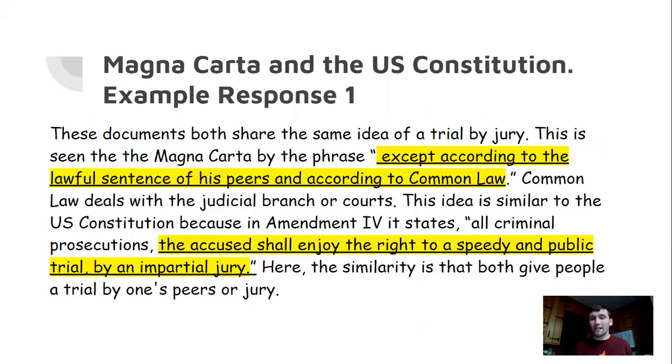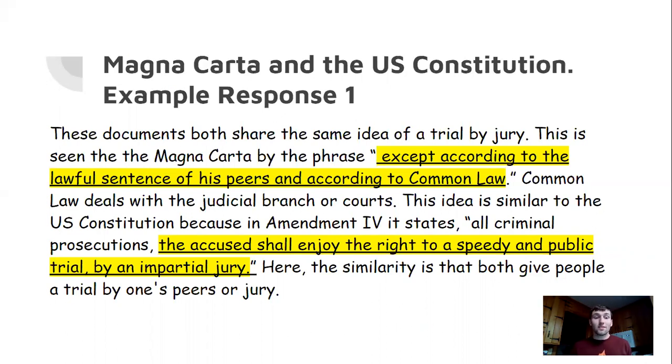And this is what your answer should sort of look like. The things that I have highlighted are direct quotes from the two primary source passages. So I said, these documents both share the idea of a trial by jury. This is seen in the Magna Carta by the phrase, "except according to the lawful sentence of his peers and according to common law." Common law deals with the judicial branch or the courts.